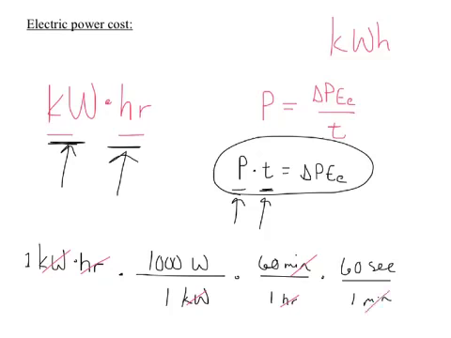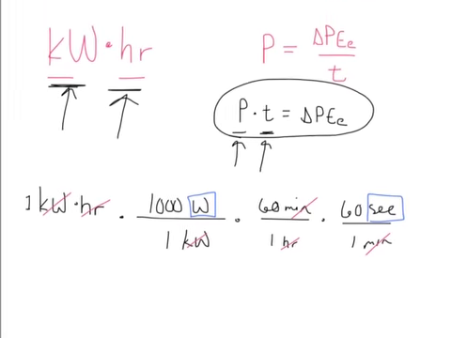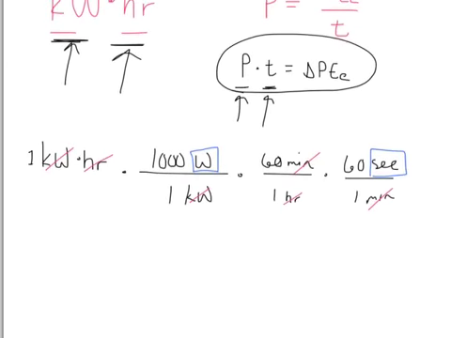Getting rid of the units here, leaving behind units of watts times seconds. And let's see the reasoning behind what I just did. When I multiply all these numbers out, I'm going to end up getting 3.6 times 10 to the 6. And again, my units are watts times seconds. Well, a watt times a second is actually defined as a joule.